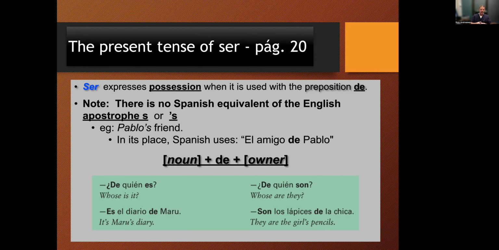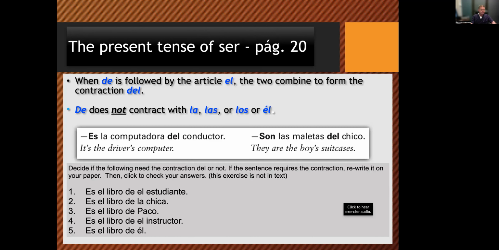So on the bottom in the green, we have ¿de quién es? De means of, so of who is this? In English, we'd say, whose is it? ¿De quién es? You would say, es de María, or es el diario de Mauro. It's Mauro's diary. Next one, ¿de quién son? Whose are they? Son los lápices de la chica. They're the girl's pencils. So there's no apostrophe s to show possession. You're going to use the word de, showing ownership, and put it all together in a sentence. Okay. And again, we'll do some examples, but that's important to understand. There's no apostrophe s to show possession.